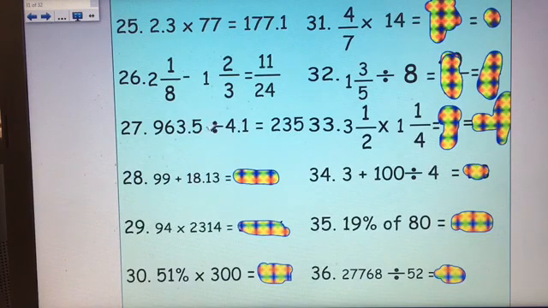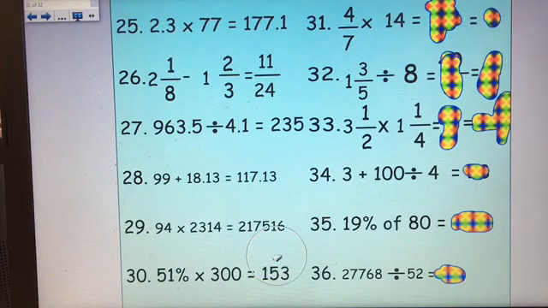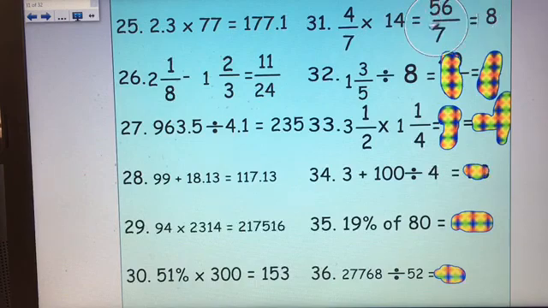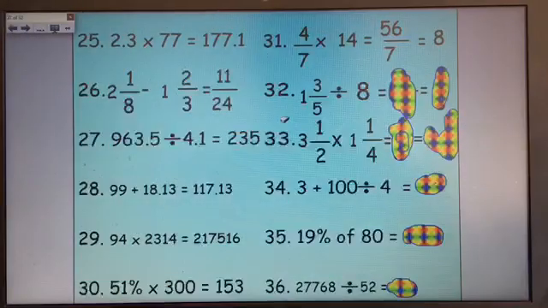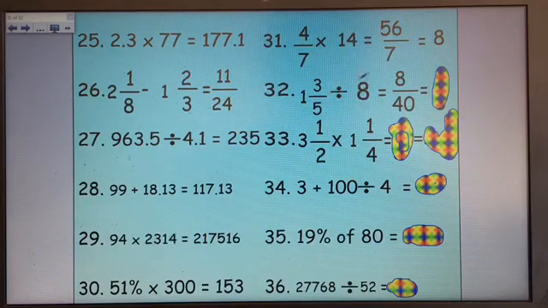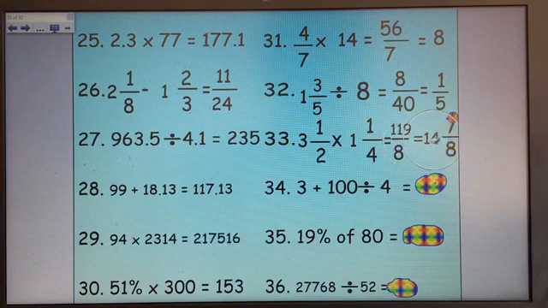So another one of those division ones, make that 41 and make that 9,635. Okay, so that one's 8/40, which can be simplified down to a fifth. And 119 over 8, which if you turn it into a mixed number is 14 and 7/8.